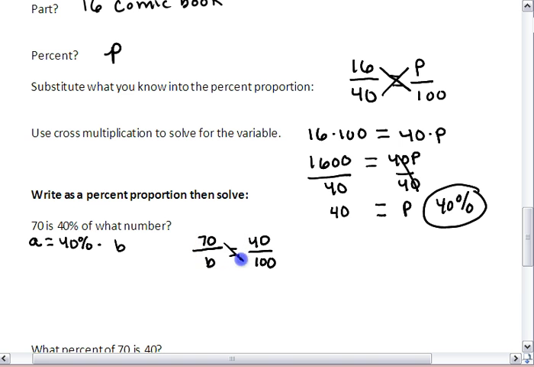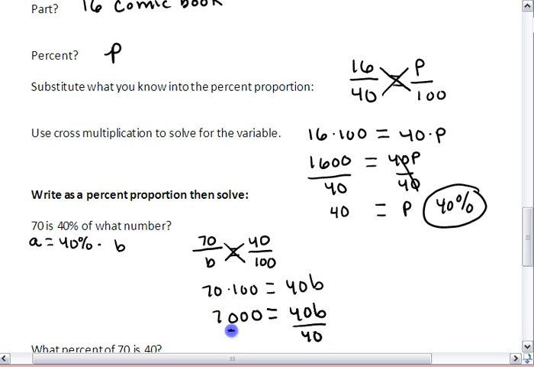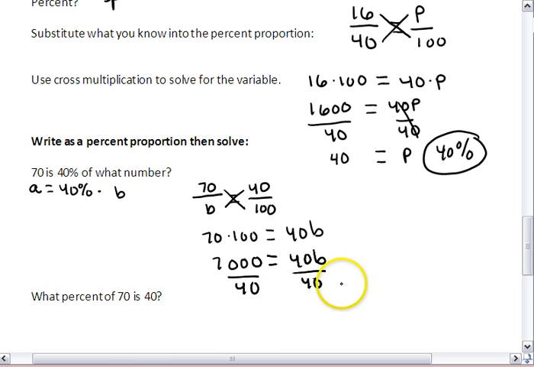Okay, so let's use cross multiplication again to solve this. And I get 70 times 100 equals 40B. So that's 7,000 equals 40B. If I divide both sides by 40, that's going to give me B equals 175. So the whole was 175, the part was 70, and the percent was 40.